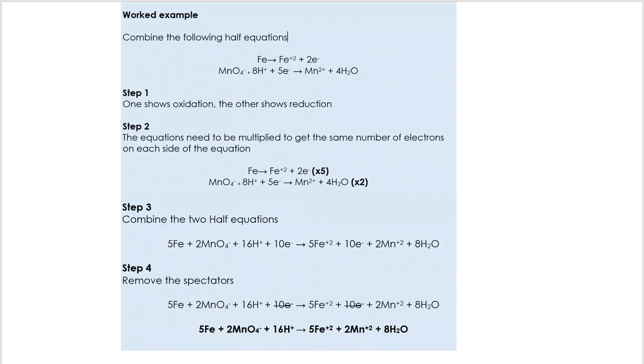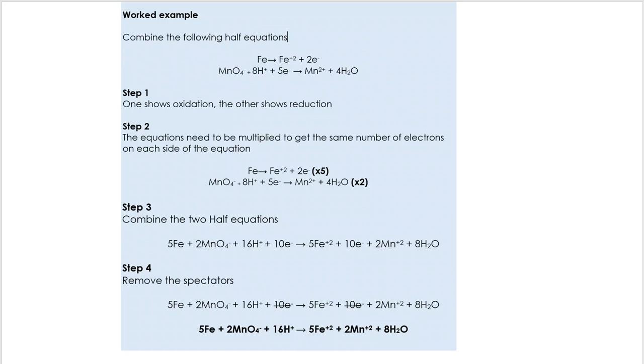We've got the two half equations, iron being oxidised to Fe2+ and manganate(VII) ions being reduced to Mn2+. One of them does show oxidation: the iron is losing electrons. One of them shows reduction: the MnO4- is gaining electrons. But for rule 2, you can see that we have got 2 electrons and 5 electrons. Now I need to have the same number on both, so I need the lowest common multiple. So I'm going to multiply the top one by 5 and the bottom one by 2. That will mean I've got 10 electrons.